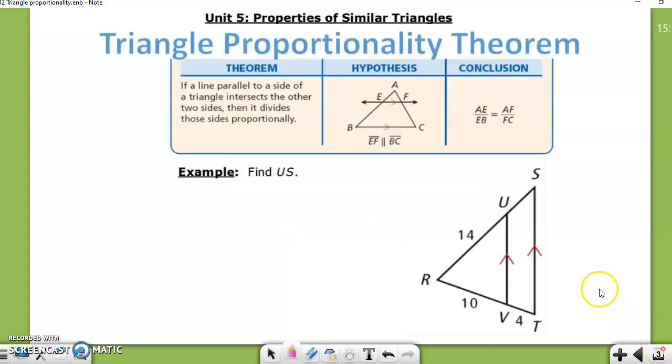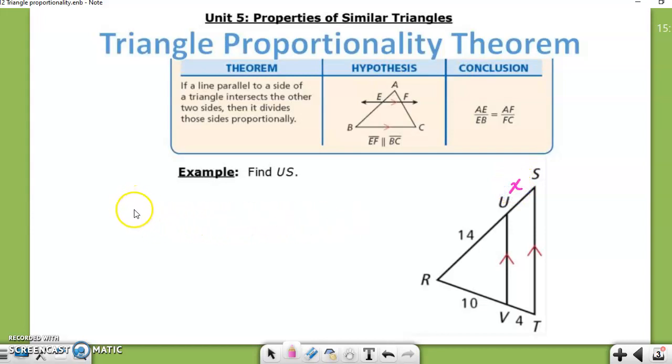Okay, triangle proportionality theorem. Basically, it states that if you have a triangle like RST and you have a line cutting through the triangle that is parallel to another side of the triangle, it cuts the triangle into proportional pieces. And you can use those proportional pieces to solve for missing side lengths, like US here.